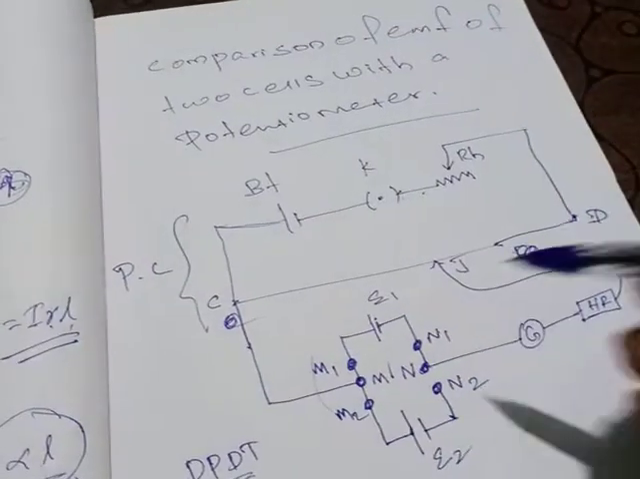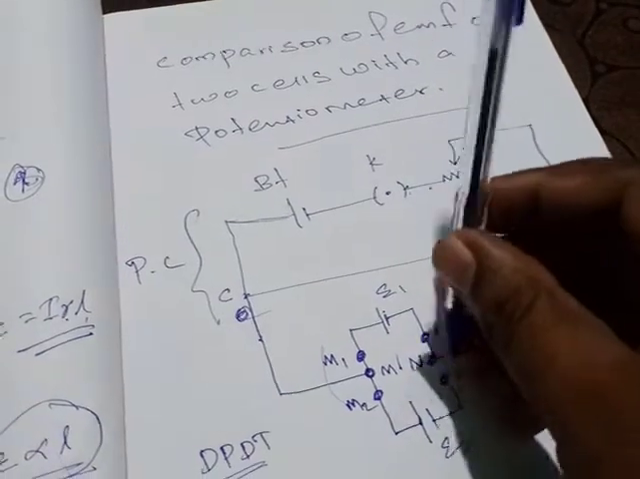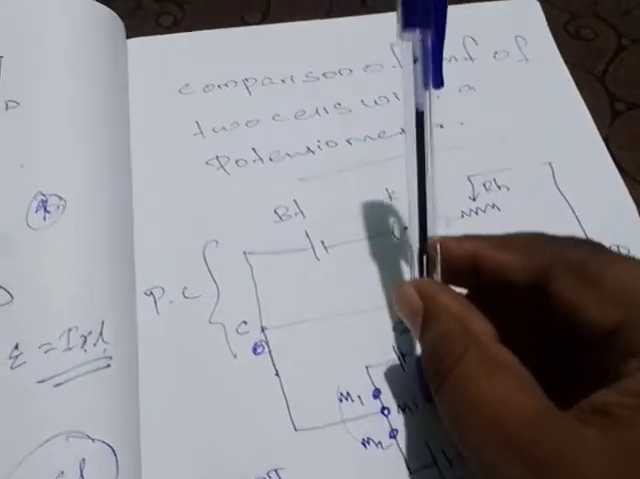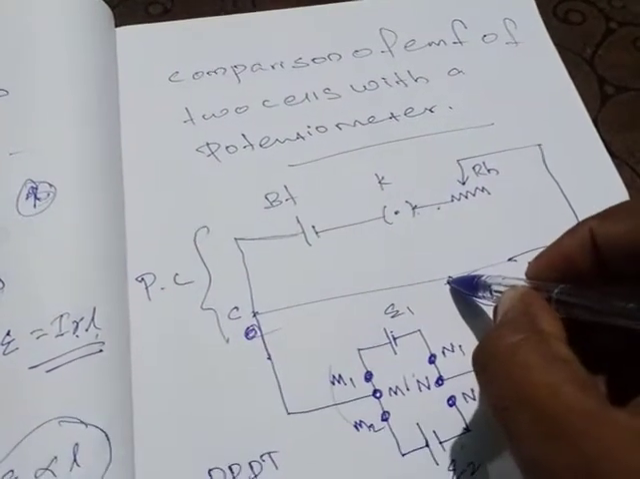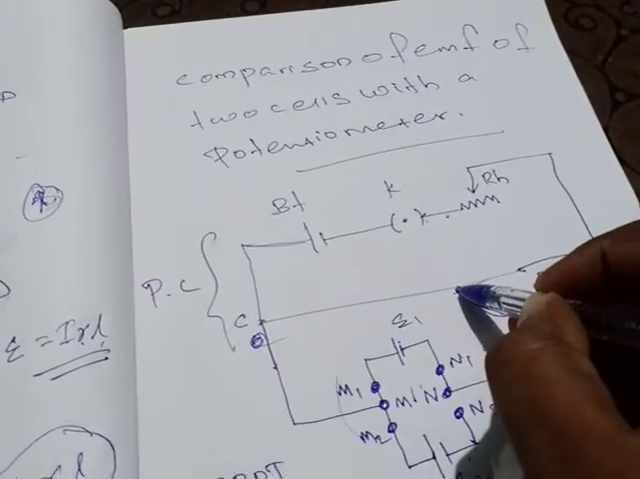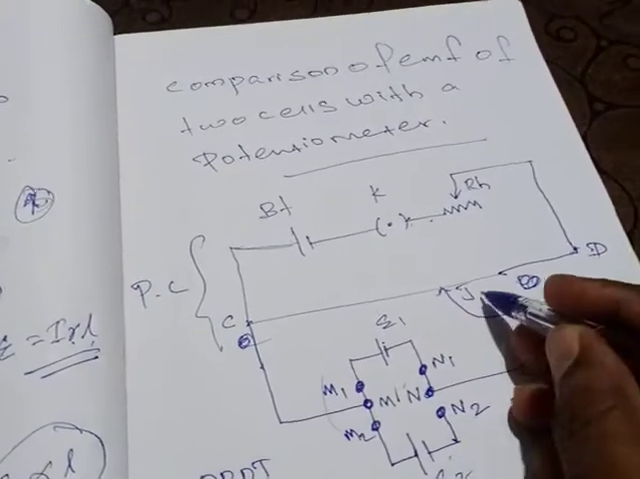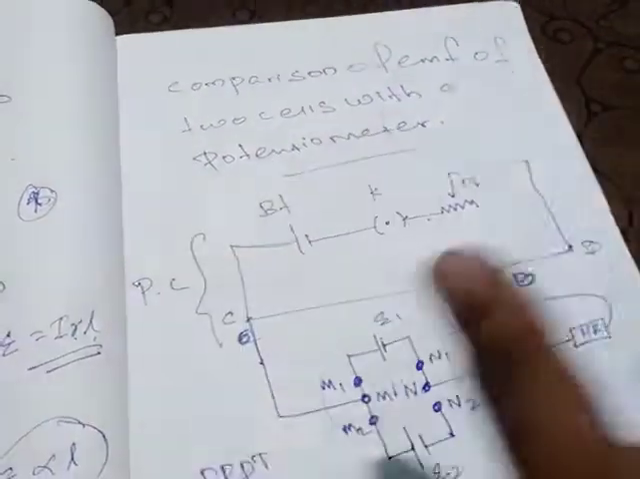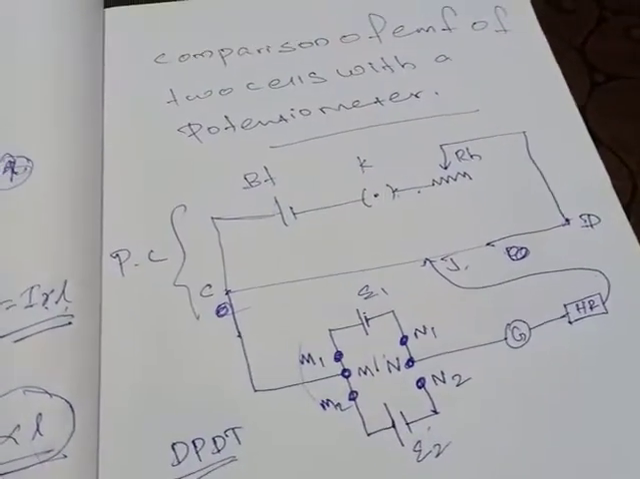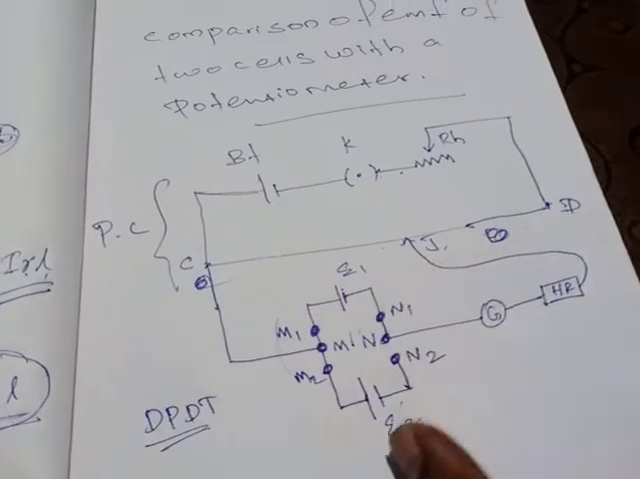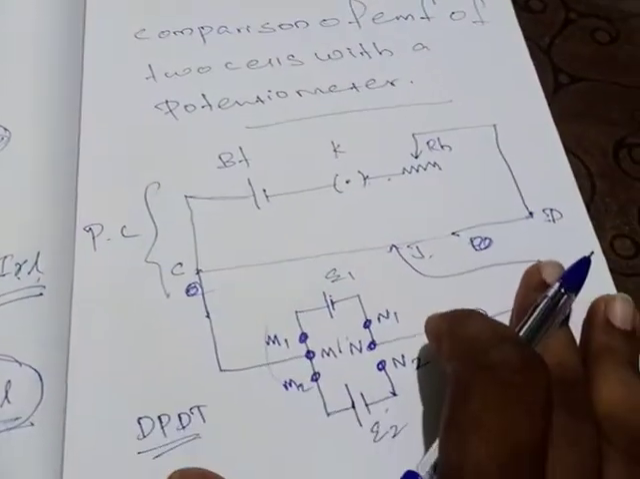First, we are using a Daniel cell and a Lagrange cell we have in the laboratory. First we will put one side, so we will find the EMF 1 and its balancing length. Then we will change the switch to this side and find the balancing length. Then comparing the balancing lengths gives the comparison of the EMF.